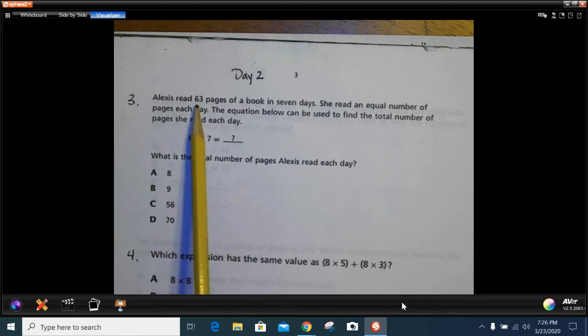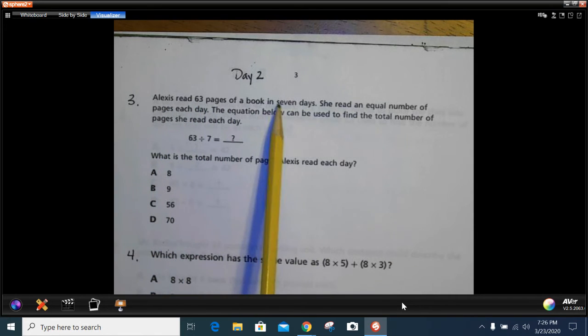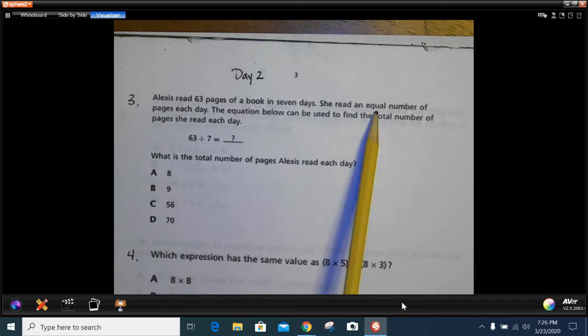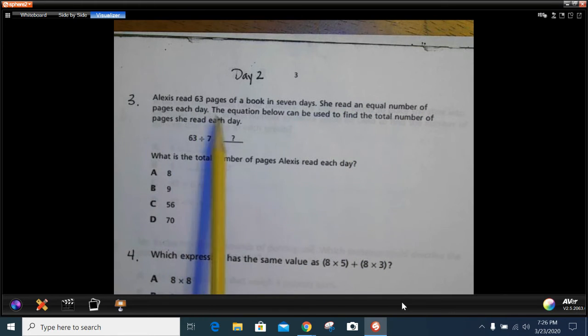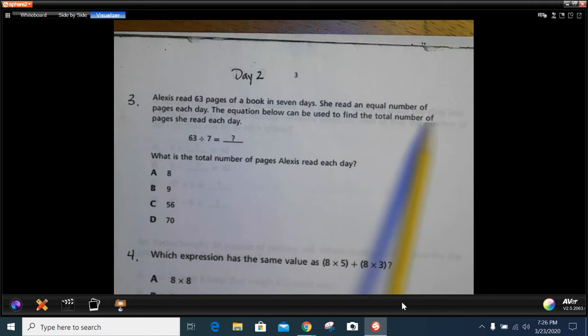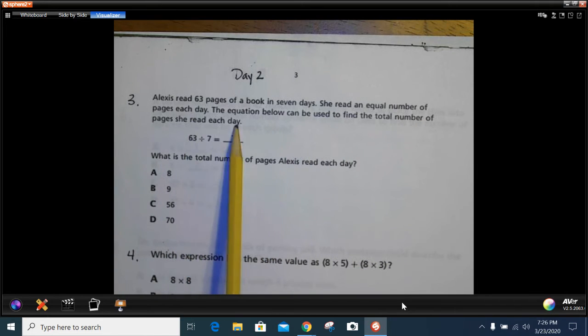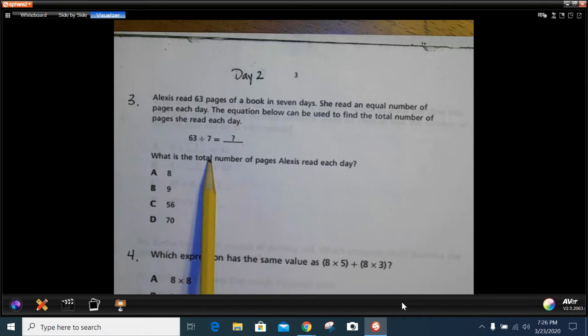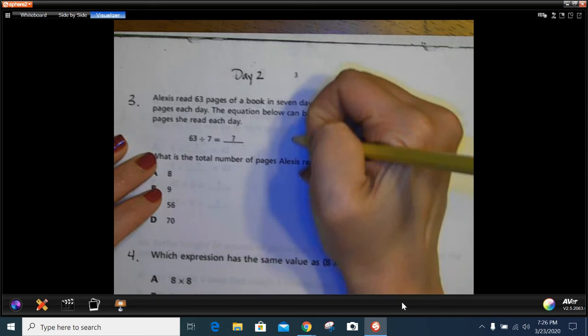Alexis reads 63 pages of a book in 7 days. She reads an equal number of pages each day. The equation below can be used to find the total number of pages she read each day. 63 divided by 7 equals what? What is the total number of pages Alexis read each day?